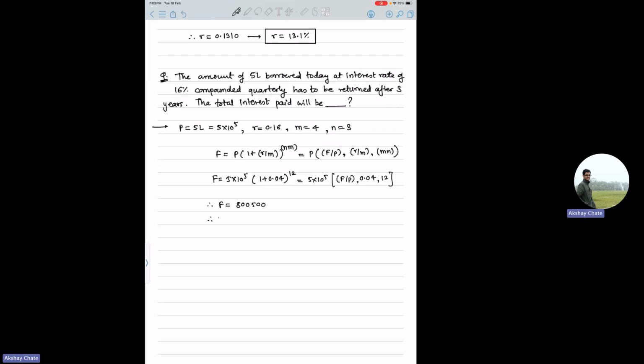And therefore interest will be nothing but future value minus present value that you paid. So that will be 8 lakh minus 5 lakh, so 3 lakh 500. Something like this. Okay. So like that, there are different problems. Let's see one more problem we can do.